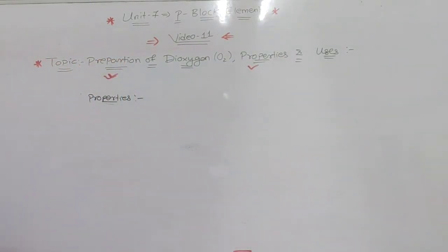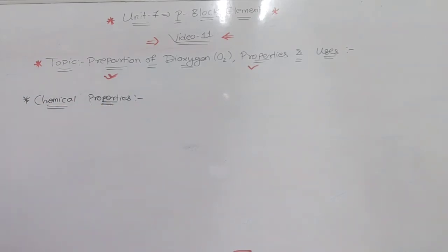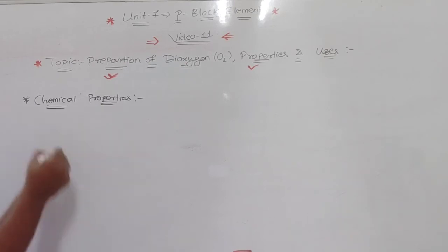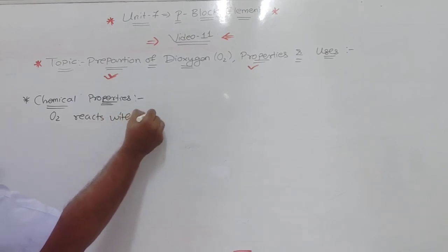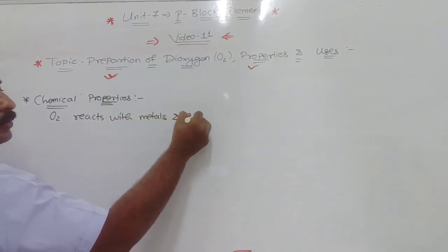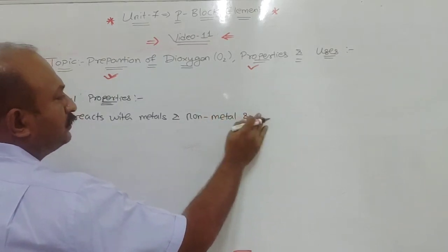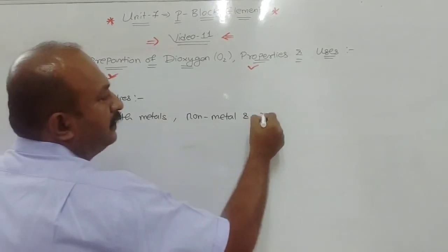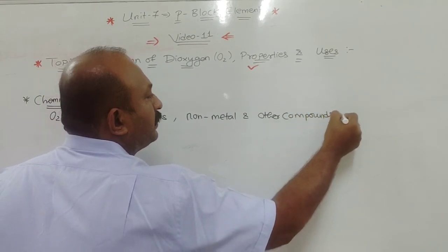Now when we talk about the chemical properties of oxygen, dioxygen reacts with metals and non-metals to give various compounds, and also with other compounds. So that we are going to discuss.